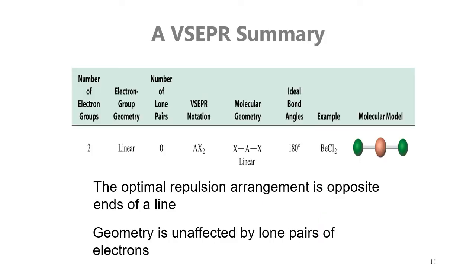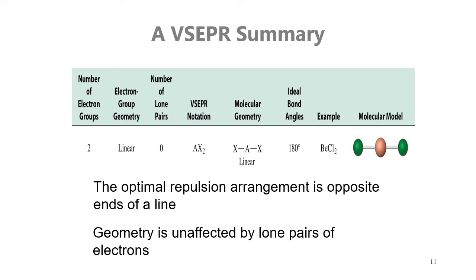Back to the VSEPR table, let's have a look at electron group 2. So remember electron groups 2, 3, 4, 5, 6. The VSEPR notation is different for each number of electron groups. We know that A is the central atom, X is the terminal atoms, and E is the lone pair. For this case, the number of electron groups is only 2, so there are no lone pair electrons. The molecular geometry is XAX, which is linear, and the bond angle is 180 because it's linear.